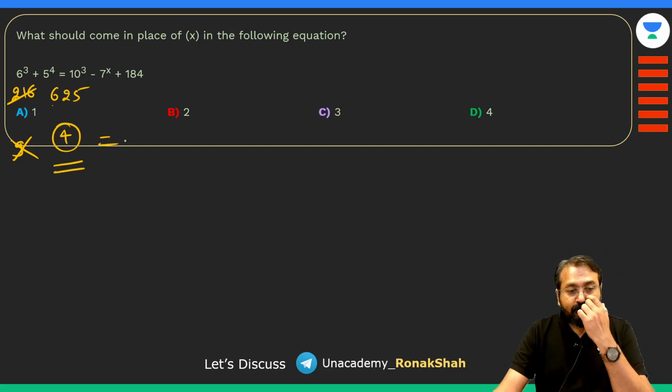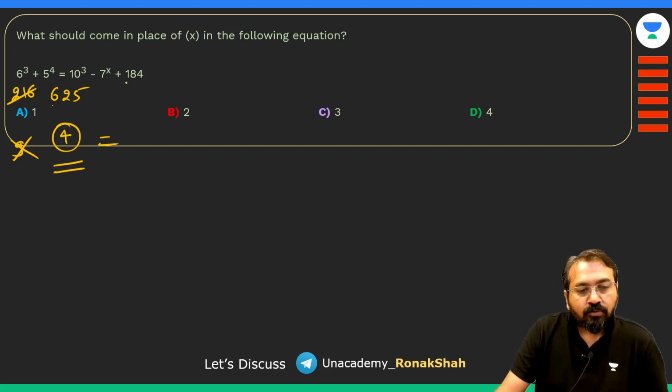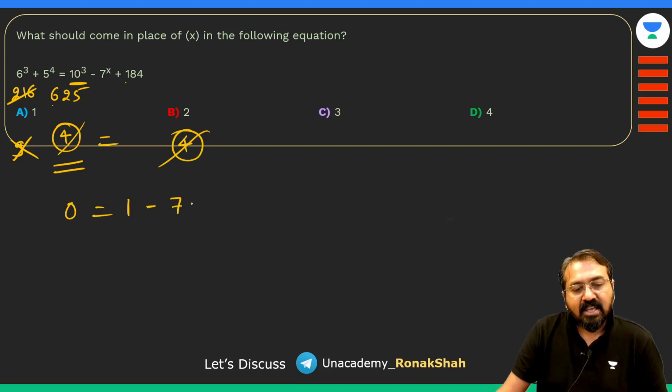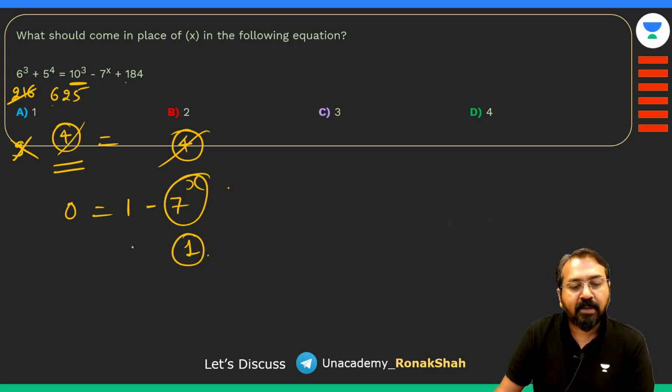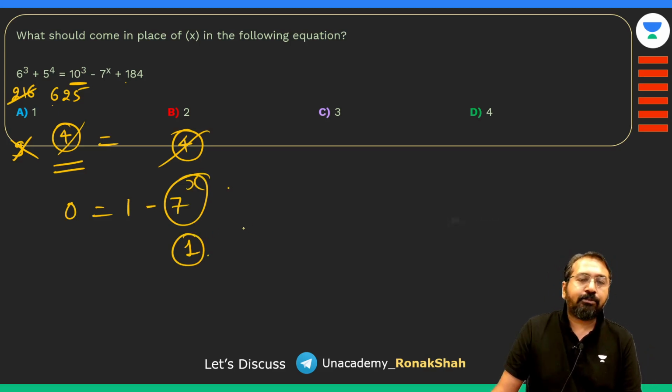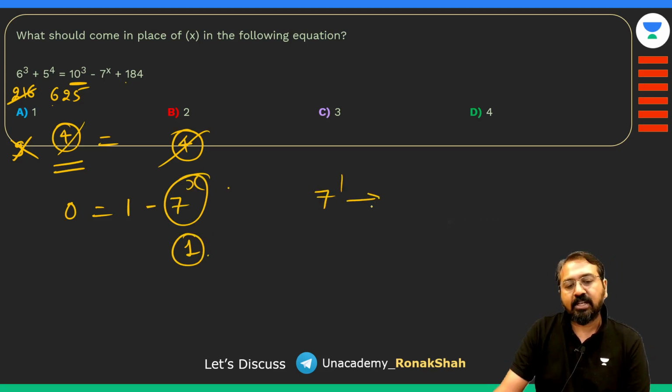Now I need to get 4 on the left hand side. So 1 plus 8, 9 plus 4, 13. So of course this is 4, right? So this will get cancelled off. So now we need to get 0 as the digital sum. So 10 cube digital sum is 1 minus 7 raised to some power. So we need to get digital sum 1 over here. Very simple. Now which power of 7 will get you digital sum of 1? So 7 raised to 1 is 7.